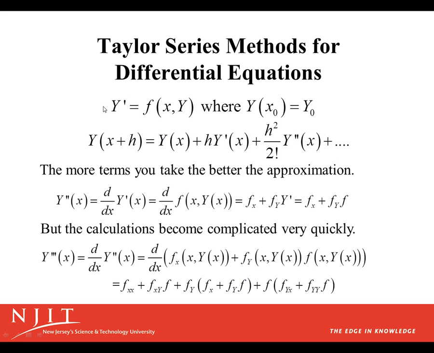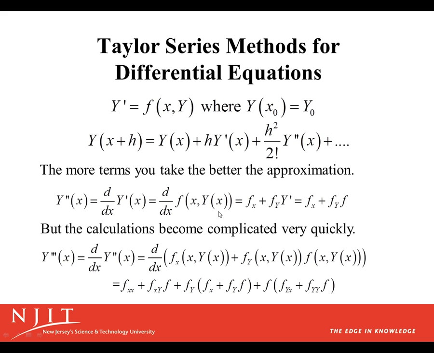We start off knowing y prime is f of x y, but what is y double prime? Y double prime is the derivative with respect to x of y prime, which is the derivative with respect to x of f of x y, because y prime is f of x and y. And that involves taking partial derivatives. That's f sub x plus f sub y dy dx, which is f sub x plus f sub y, and we plug in for dy dx, we plug in dy dx is equal to f. But the calculations become complicated very quickly.